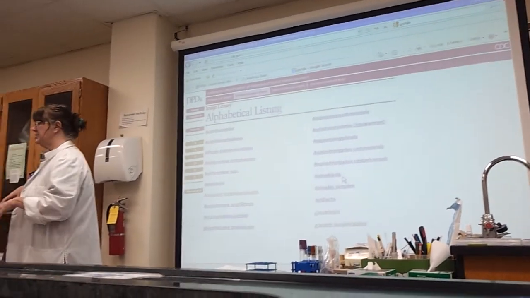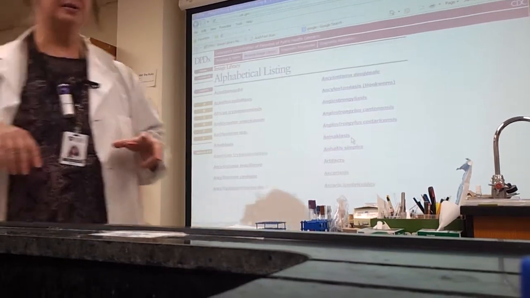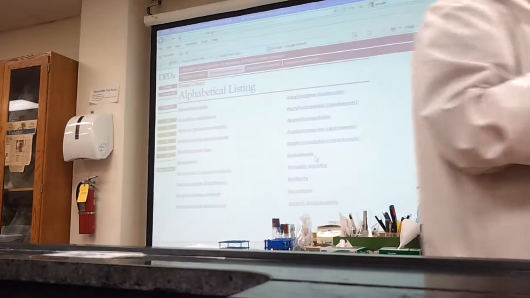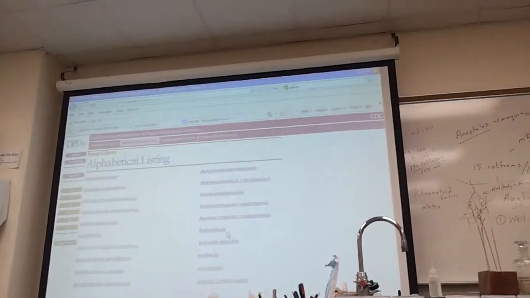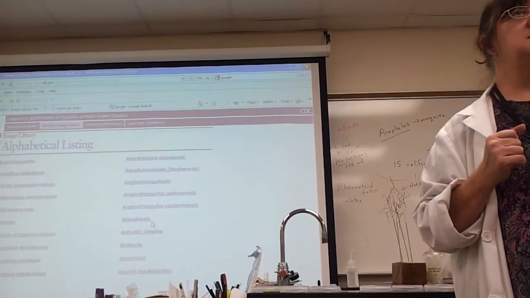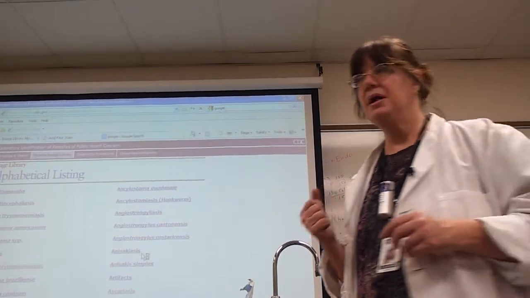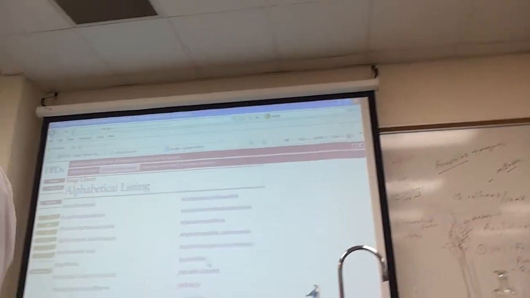Entamoeba is intestinal and it's diarrhea. He is so big he can swallow red blood cells. Entamoeba. E-N-T and then amoeba. That's it for the amoebas.